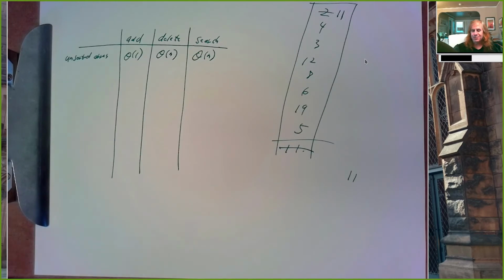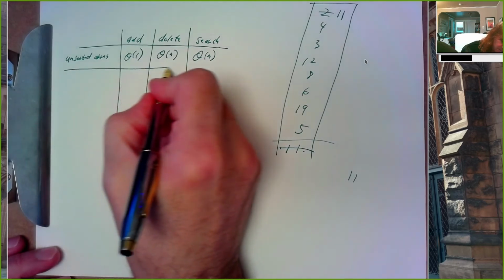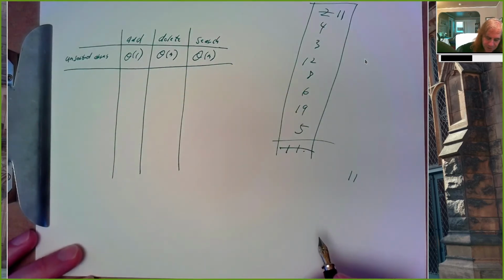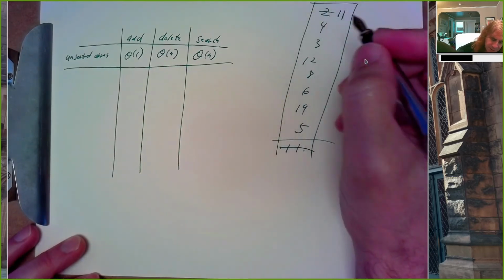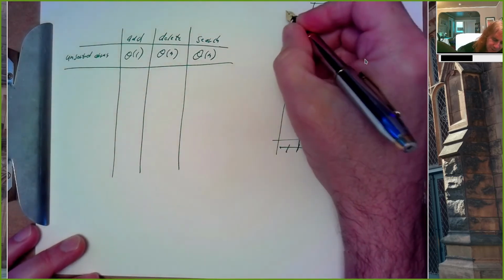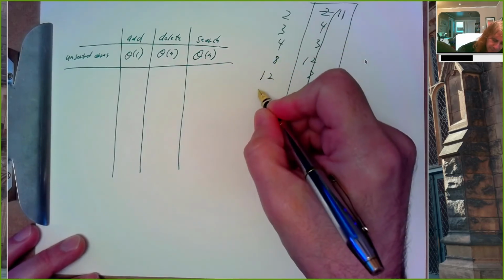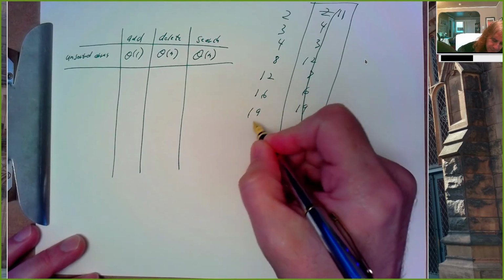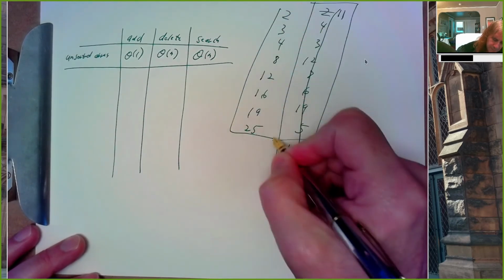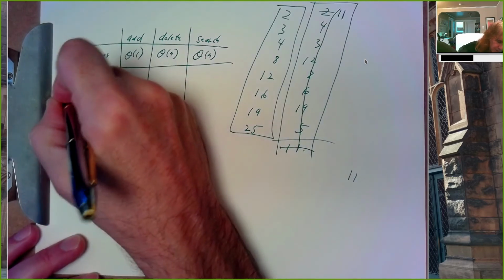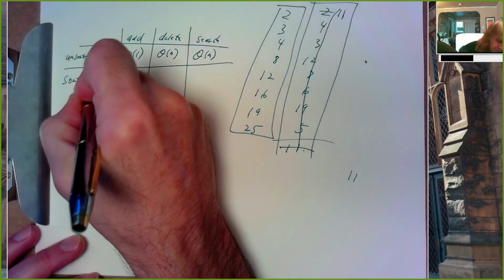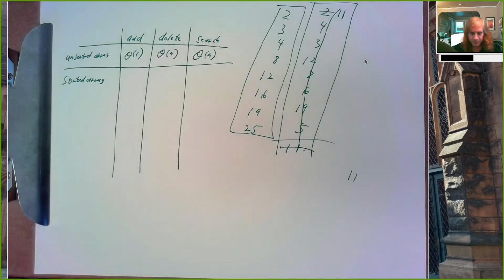Okay, well that's not horrible. It's not n squared, but it's not as great as we would like. So suppose my numbers are sorted. So suppose my array looks like this. It's a sorted array. So how long does it take to search for something in a sorted array?